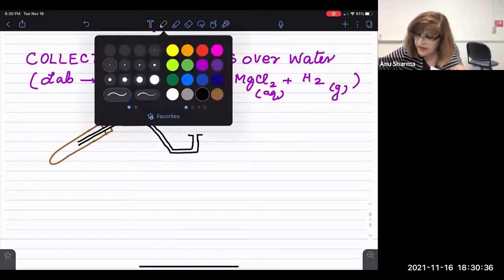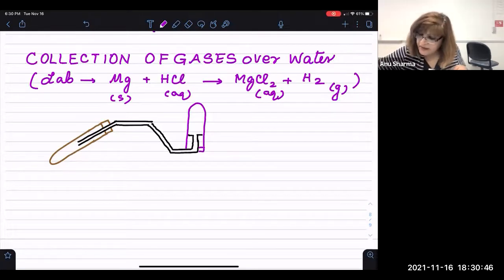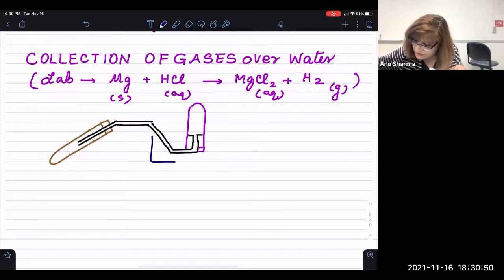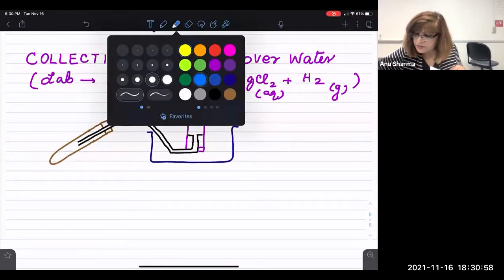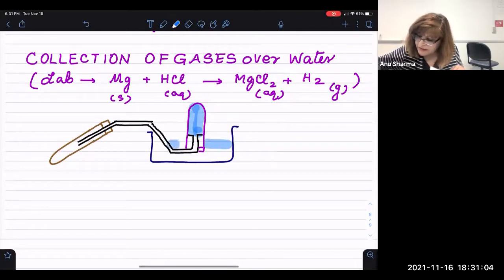Here you have an inverted test tube, also with a hole, and it is placed in a trough. A trough is a container which has a lot of water. Keep in mind that initially this inverted test tube is filled with water. So this is all filled with water, up to here.